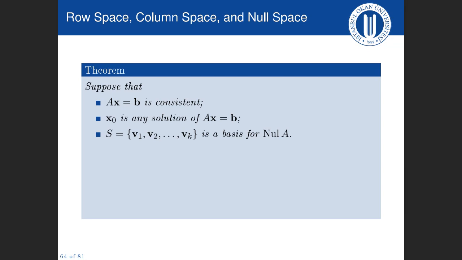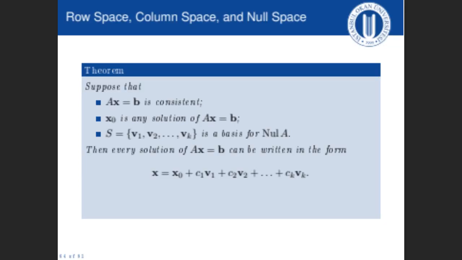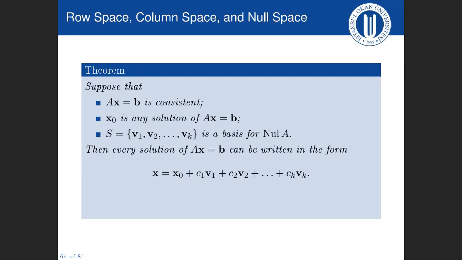Theorem. Suppose that AX equal to B is consistent. Let's suppose X0 is any solution of AX equal to B, and let's suppose that S is a basis for the null space of A. Then every solution of AX equal to B can be written in this form: X0, that's the solution we've already found, plus C1v1 plus C2v2 plus dot dot dot plus CKvk. That's a linear combination of the vectors in the basis for the null space of A.